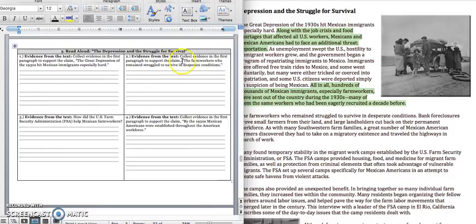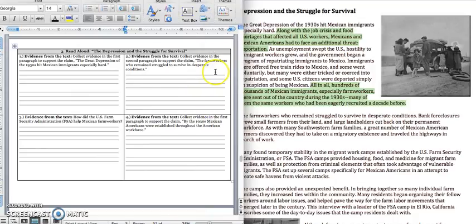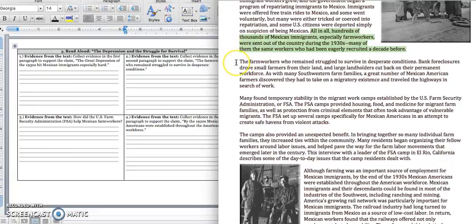Number 2 says, collect evidence in the first paragraph to support the claim. The farm workers who remained struggled to survive in desperate conditions. Okay, that should actually be the second paragraph. So we're going to read the second paragraph, and we're going to look for evidence that supports this idea. The Mexican farm workers who remained struggled to survive. Let's read the next paragraph.